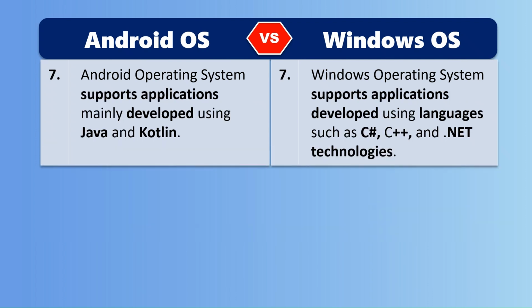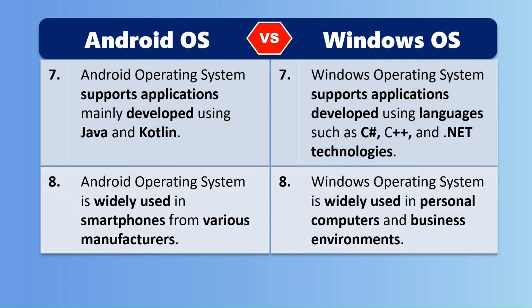Android operating system supports applications mainly developed using Java and Kotlin. Windows operating system supports applications developed using languages such as C#, C++, and .NET technologies. Android operating system is widely used in smartphones from various manufacturers. Windows operating system is widely used in personal computers and business environments.